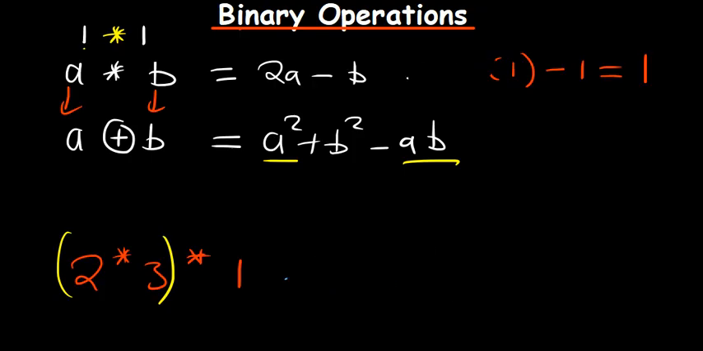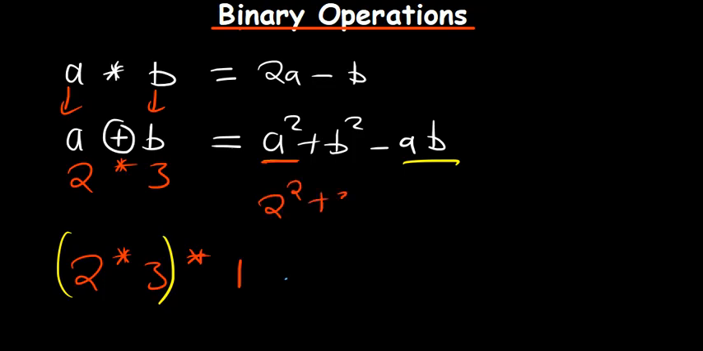How does this look for the second one? Same procedure. We first of all start with what's in the brackets, 2 star 3. Where there is a, we're going to put 2, so it will be 2 squared. Where there is b, we're going to put a 3. And then minus ab, so 2 times 3.